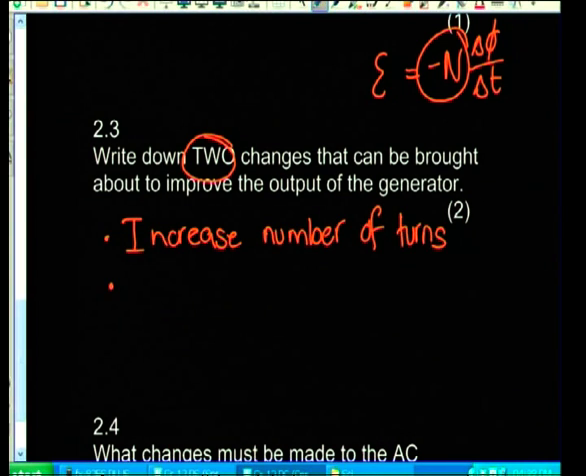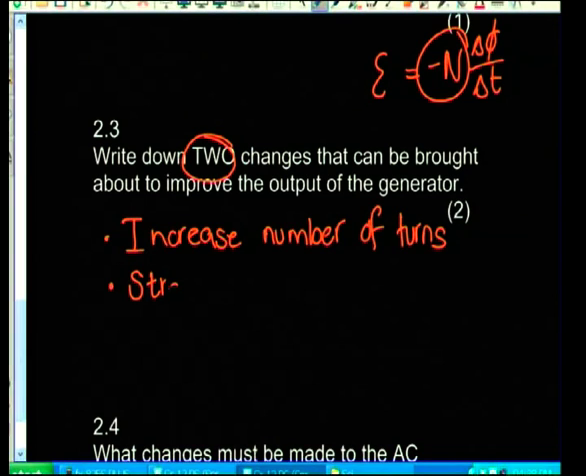Brilliant. Number 2, the other thing we could do with the motor was increase the magnetic field strength. So let's do that. Use stronger magnets. We cannot say increase the current because that's what we want to do. By increasing the current in a motor, we made the speed better, more efficient.